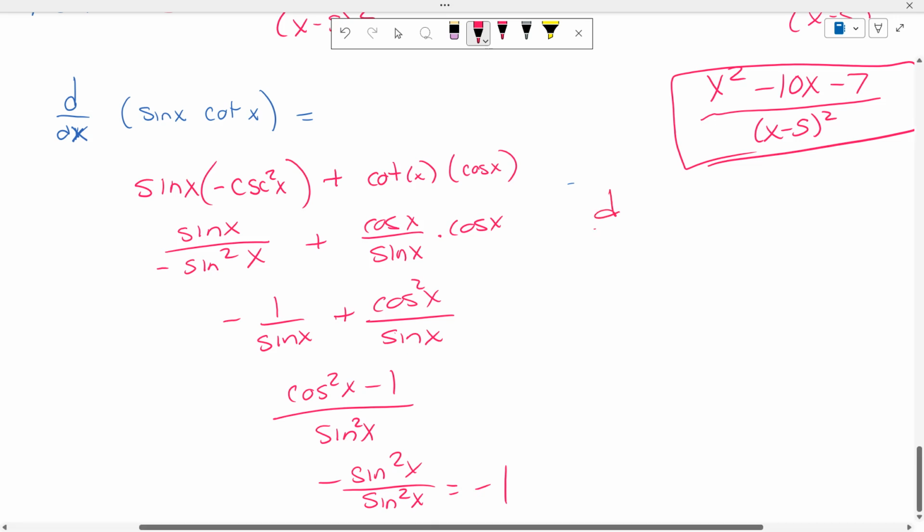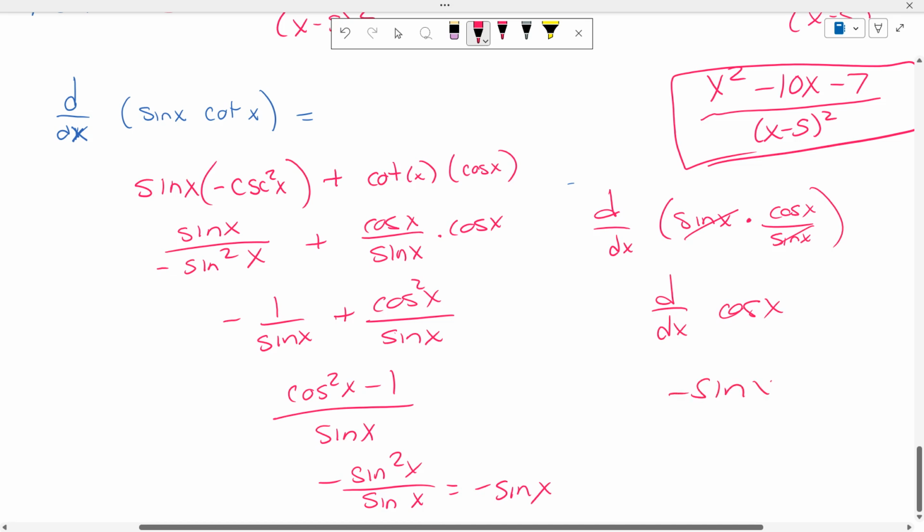Well, guess what we can do? We could take sine of x times cosine of x over sine of x. That's not sine squared on the bottom. Just sine on the bottom, so it's negative sine of x. Okay. So what we can do is change cotangent, before we take the derivative, change cotangent to cosine over sine. Cancel. So we're really taking the derivative of the cosine of x, which is negative sine of x.